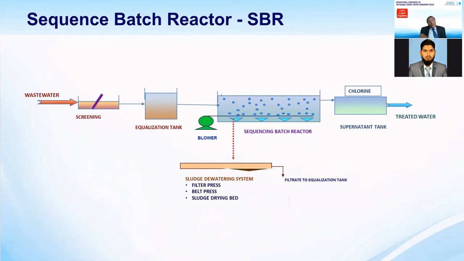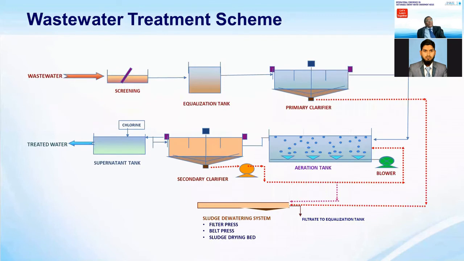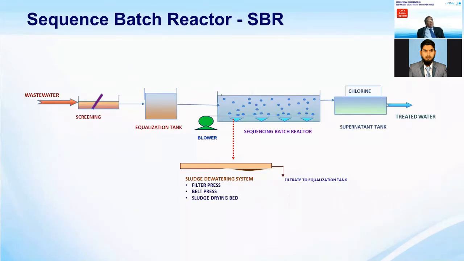This is another option for small industrial or domestic sewage treatment plants. If you review the previous slide, we had the primary clarifier to remove the TSS, and then the aeration tank, then the secondary clarifier. If you see this slide, screening and equalization have the same purpose. This is the sequencing batch reactor, which basically reduces the volume of the aeration tank to save the capital cost of the complete plant.